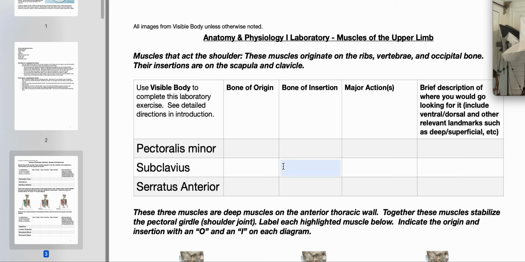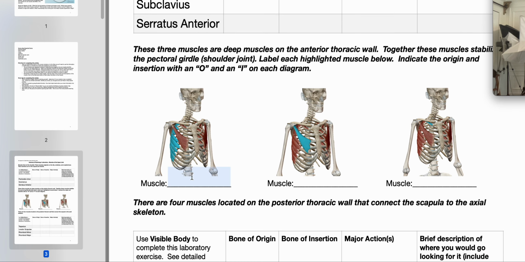So you can find this information in Visible Body and type it in. You're not responsible for it on the practical, but it may help you to understand why these muscles act on the scapula and the clavicle, because that is where they insert, and the insertion is where the movement occurs. Then this column is just an extra column for you so that you can jot down anything that might help you to remember that muscle. Like, how would you recognize it? How would you describe where you would find it? That kind of thing, just so that when you're looking at an image, you're like, oh, I know what muscle that is.